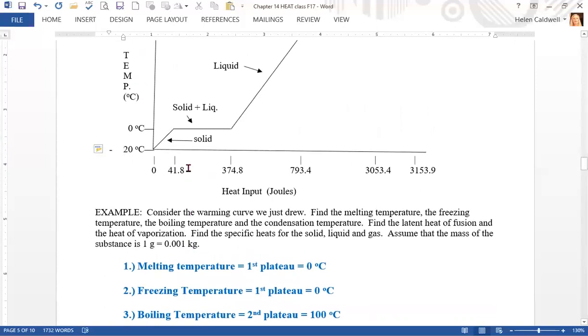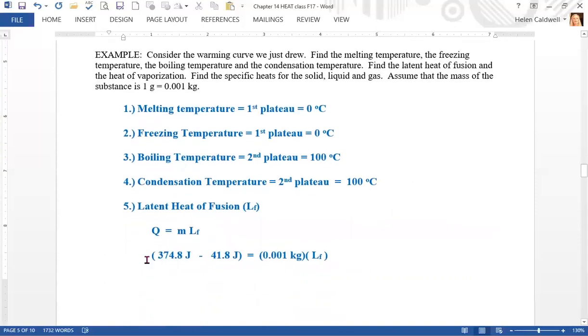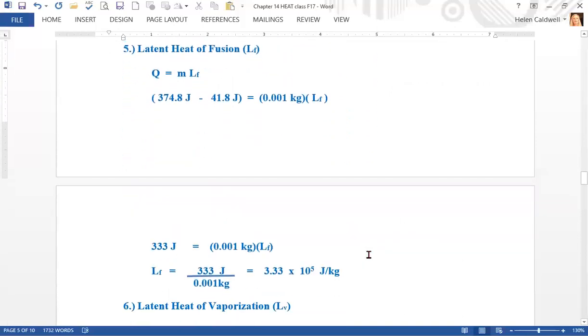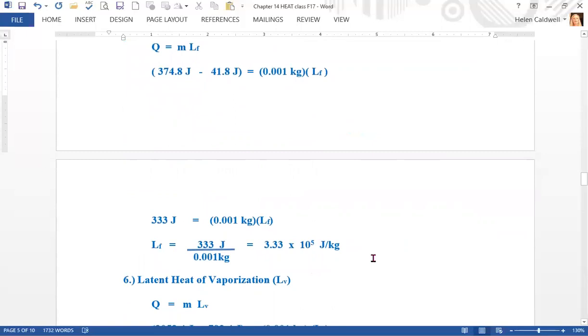So 374.8 and 41.8. So final minus initial. These numbers come from the graph. Equals the mass. We said it was 1 gram, so that is 0.001 kilograms. And then L sub F we do not know, but we want to calculate it. So you subtract the two numbers on the left and divide both sides by 0.001. And you end up with 3.33 times 10 to the 5th joules per kilogram.